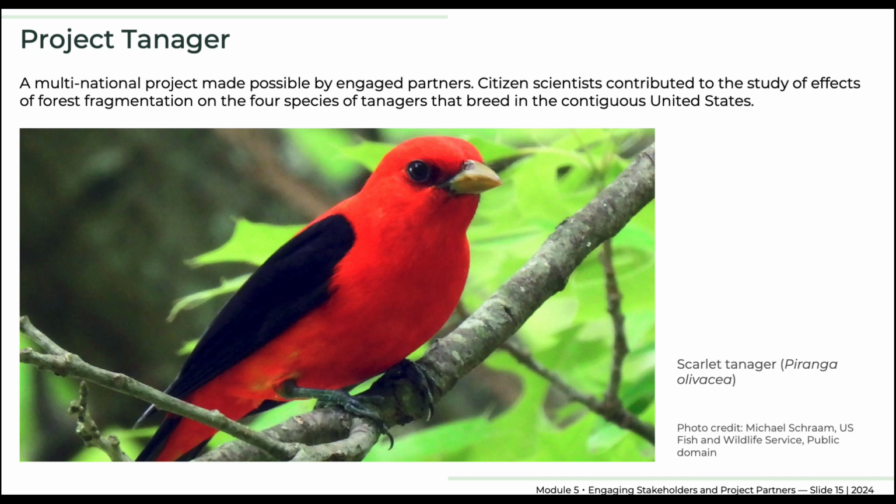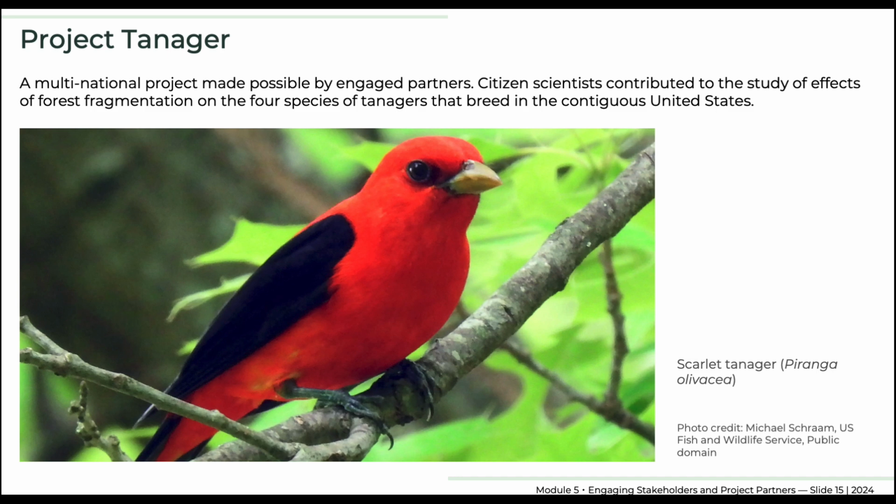Tanagers were chosen as the subject of this study for several reasons. First, they are an attractive and easily recognized neotropical migratory bird. Second, the scarlet tanager previously had been shown to be area sensitive and was declining in parts of its range as shown by data from the Breeding Bird Survey. Third, at least one of the 4 species of North American tanagers can be found during the breeding season across much of the United States and southern Canada.